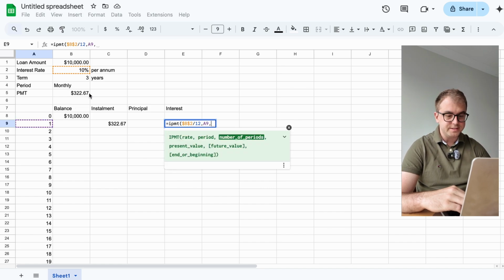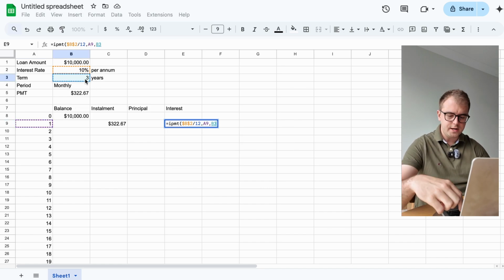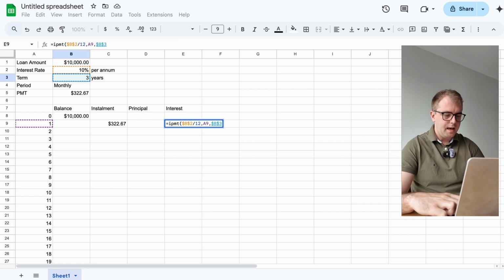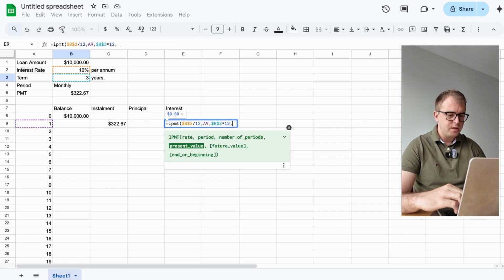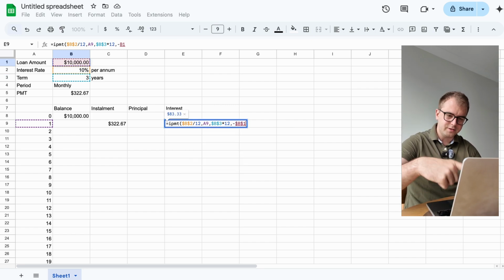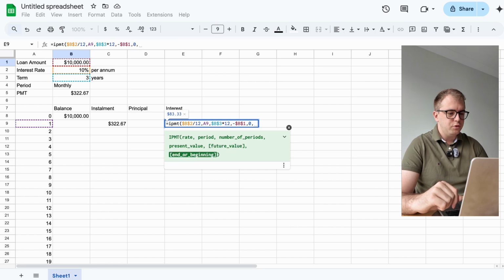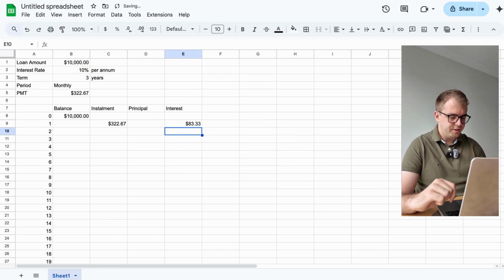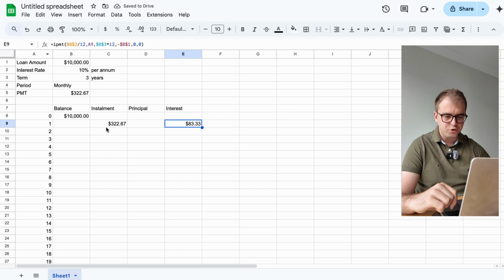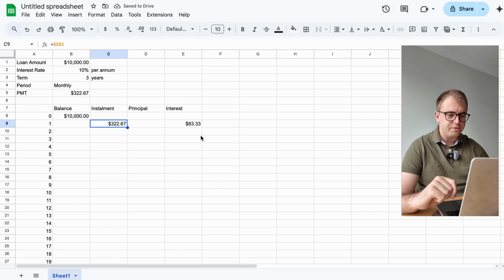Number of periods, that's the total. So as we did before, 3, making sure to lock it, multiplied by 12 for monthly. Present value minus 10,000. Don't forget to lock the cell. Then we have future value. As we don't have a balloon, it's going to be 0. And then we have end or beginning, which is 0 once again. So our interest in this first installment is $83.33.